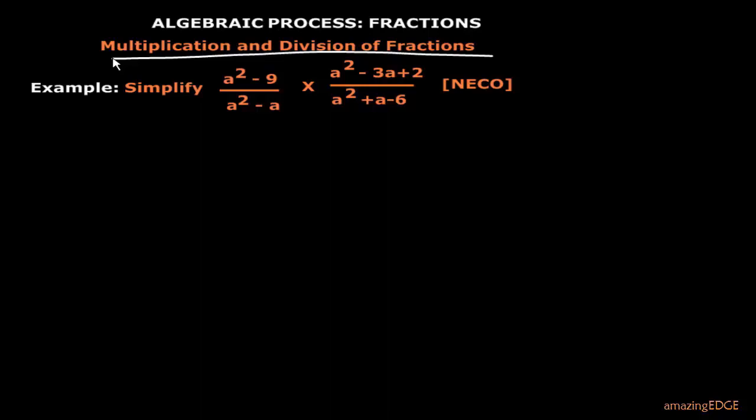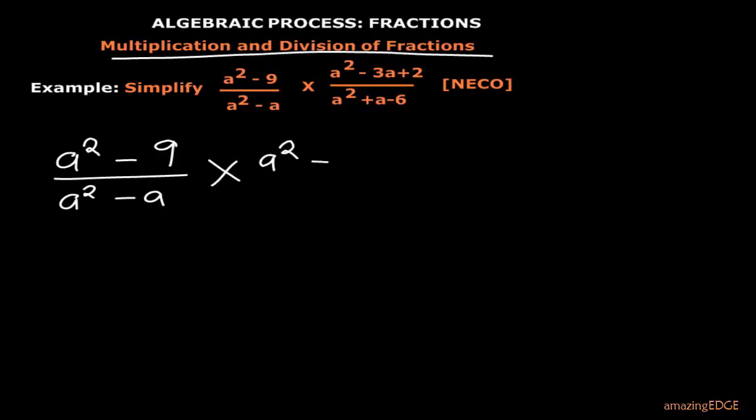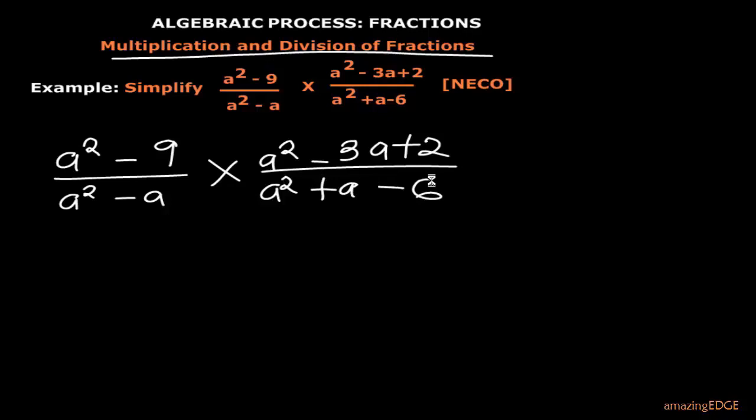So we're looking at this example now. We are to simplify (a squared minus 9) over (a squared minus a) times (a squared minus 3a plus 2) over (a squared plus a minus 6). So this is what we have. You are to simplify this.